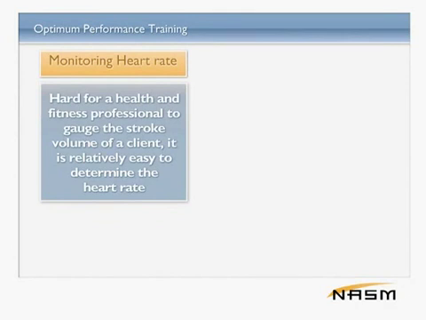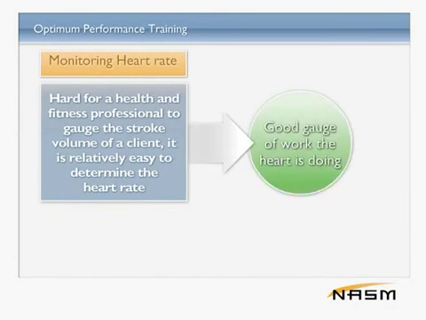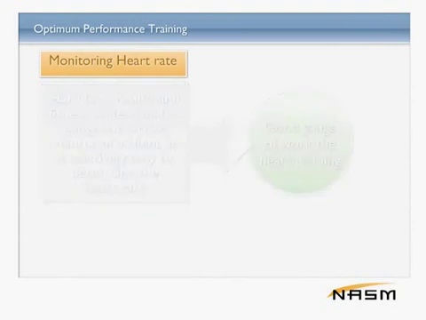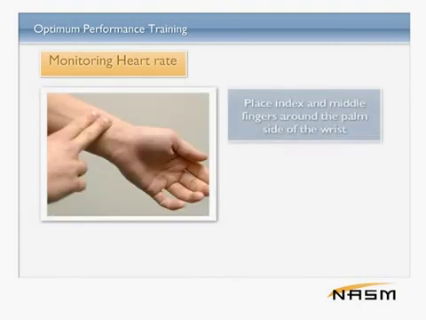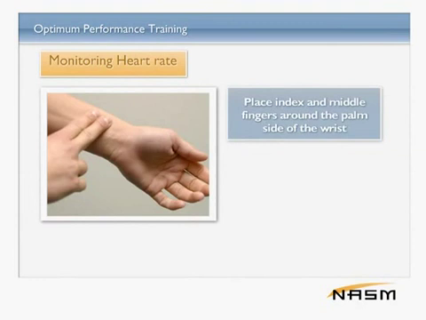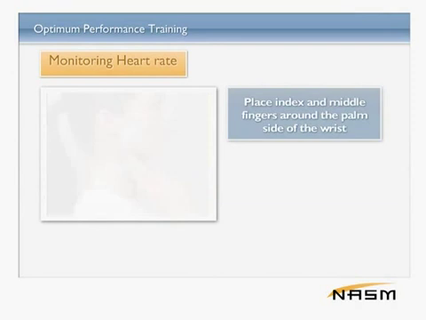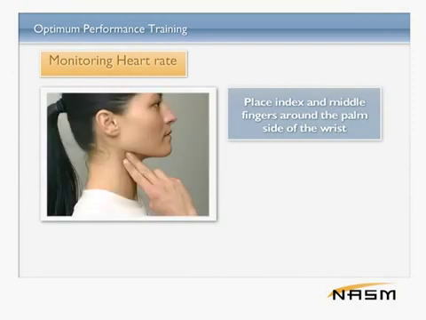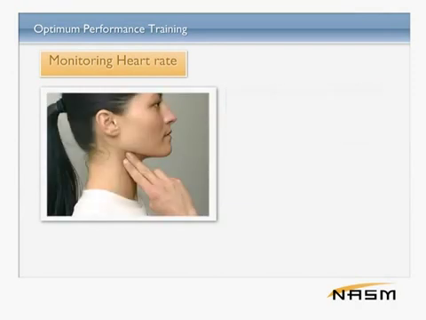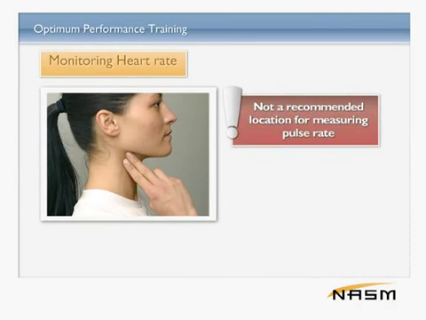Monitoring heart rate during exercise provides a good gauge as to the amount of work the heart is doing at any given time. To do so, place your index and middle fingers around the palm side of the wrist, about 1 inch from the top of the wrist on the thumb side. Although some people use the carotid artery at the neck, NASM does not recommend this location for measuring pulse rate.